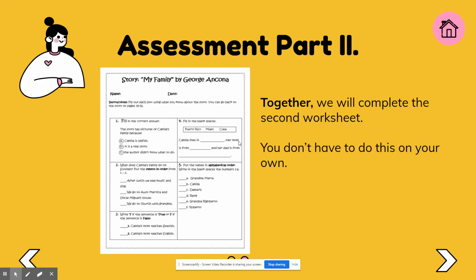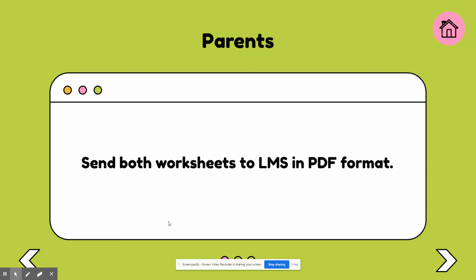Now, this is your second worksheet, the second part of your assessment. We're going to do this together. You don't have to do this alone, but basically, we're going to be filling out this worksheet, and you have 5 questions. Okay, we talk about alphabetical order, sequence of events, and some questions about the story. And parents send both worksheets to LMS in PDF format.